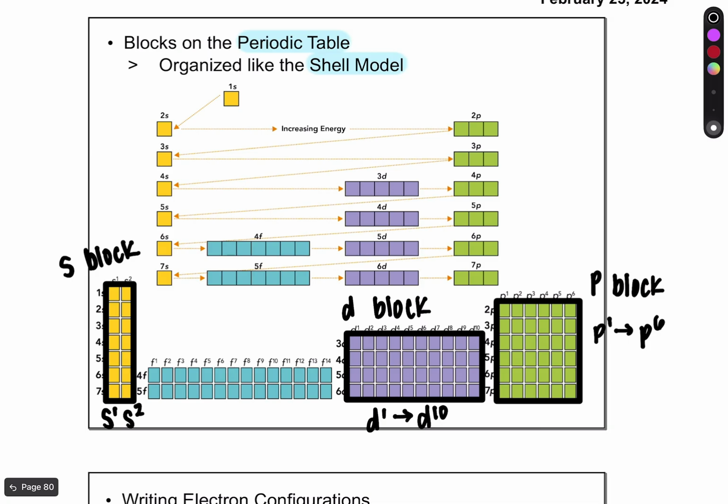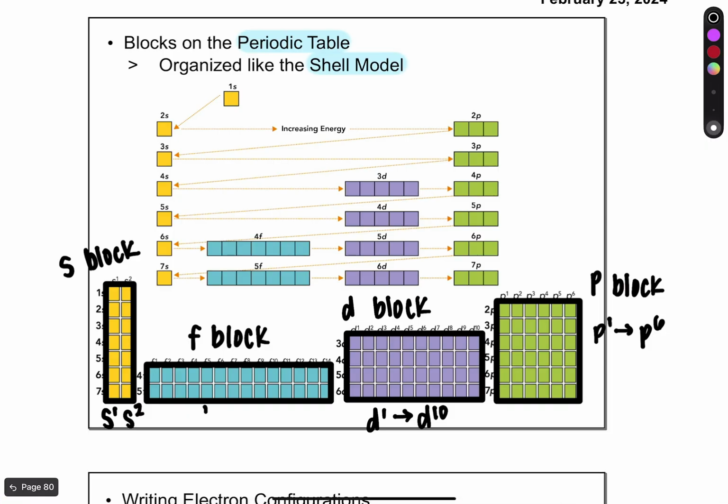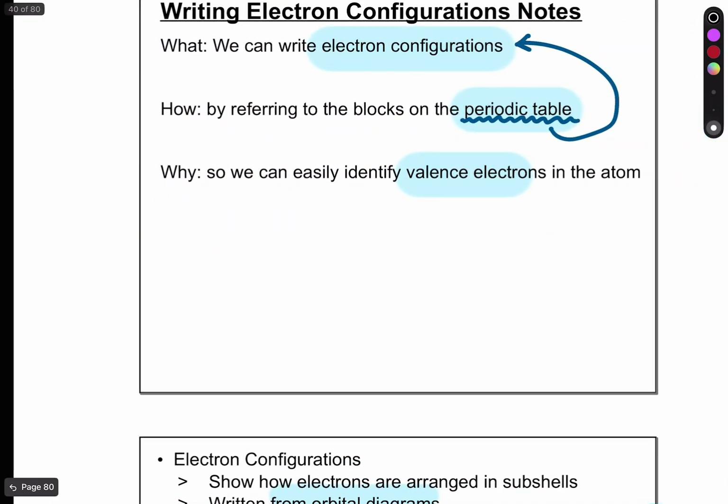Now, there are 2 rows to the periodic table that are so wide they don't fit in the periodic table, so we typically draw them below. However, they do reside right here between the S block and the D block, technically. These bottom 2 rows are the F block. Elements that reside in the F block of the periodic table have electron configurations that end in F1 all the way up through F14.